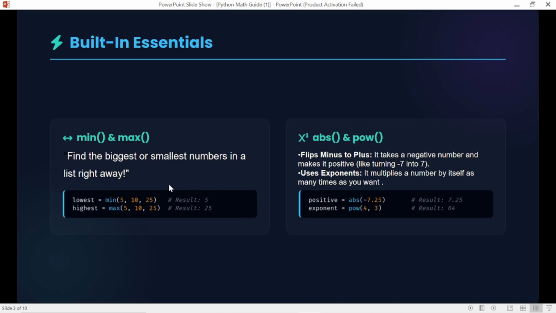Like in this list, the smallest number is 5. Then we use the max method to find the highest number. In this list, the highest number is 25. As you can all see the results. Now let's go towards the next methods.